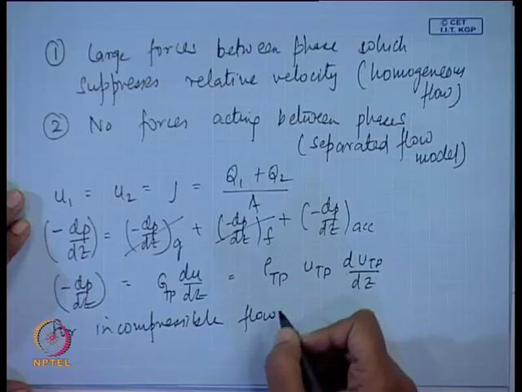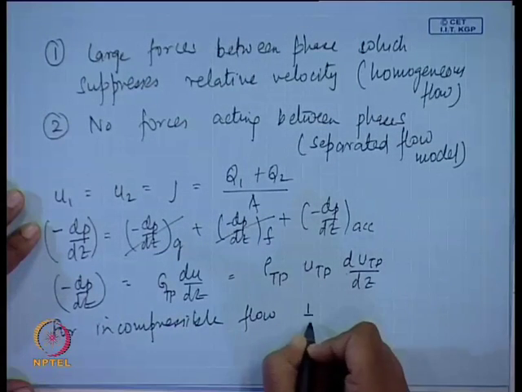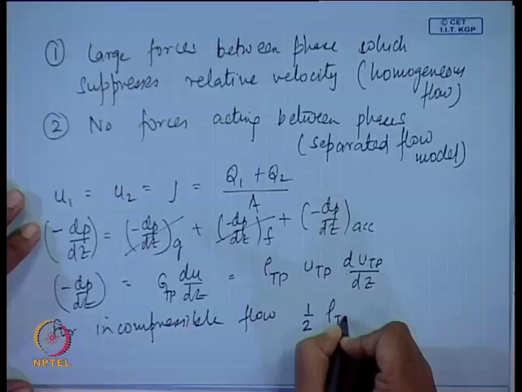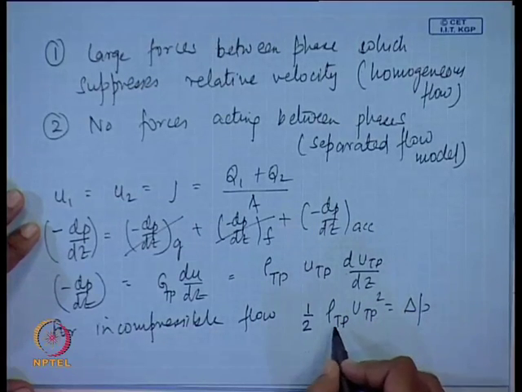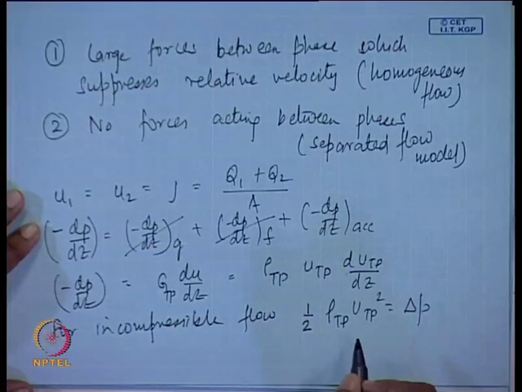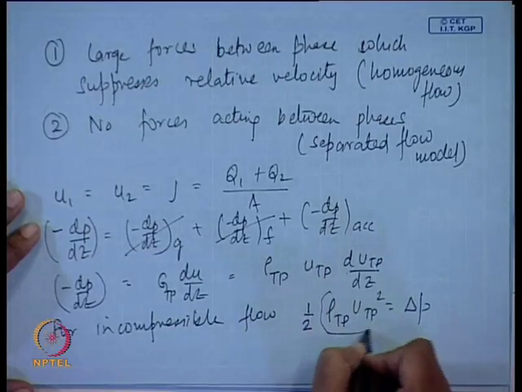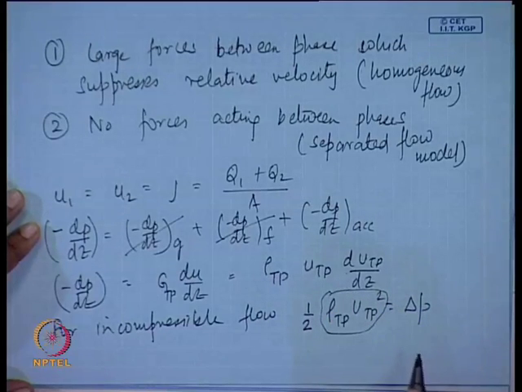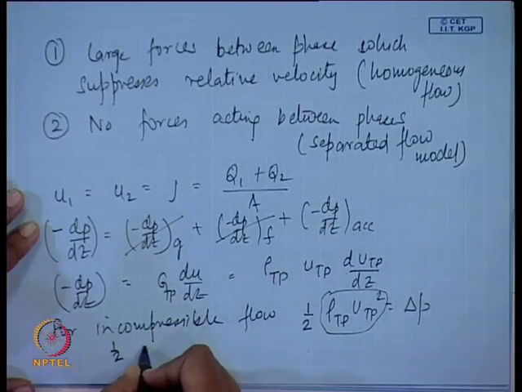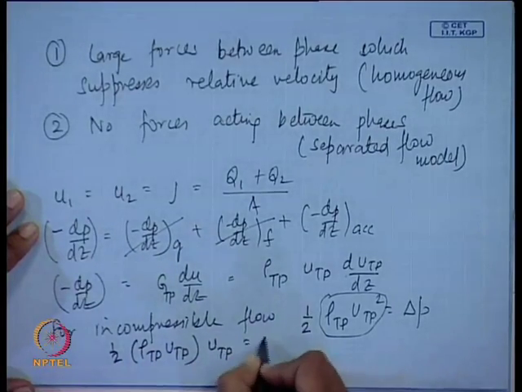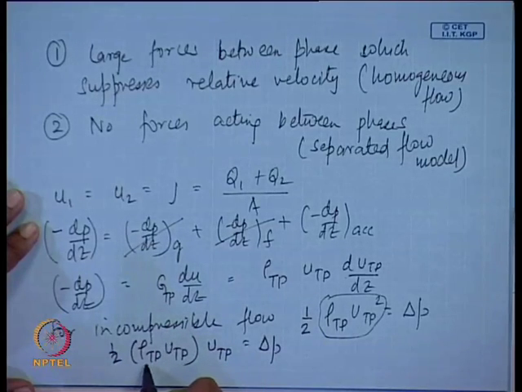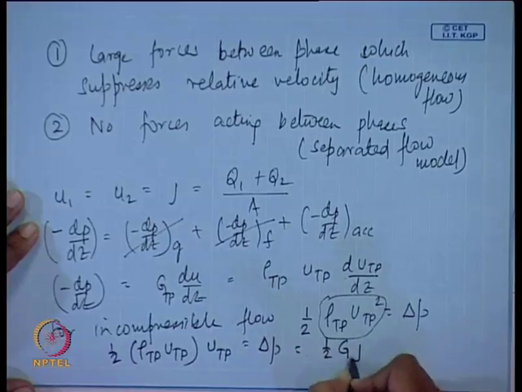So, for incompressible flows what can we write? We can just integrate this equation and have half rho TP UTP square equal to delta P. Rho TP you can very well find out, UTP also you can find out, or else you can make this in a much more friendly form. You can write it as half rho TP UTP into UTP, this is equal to delta P. What is rho U equal to? G. So, this is nothing but half G J, or GTP JTP, yes or no.